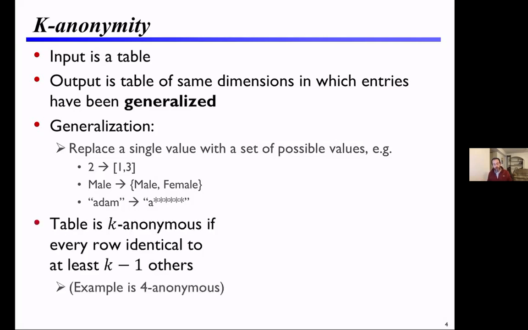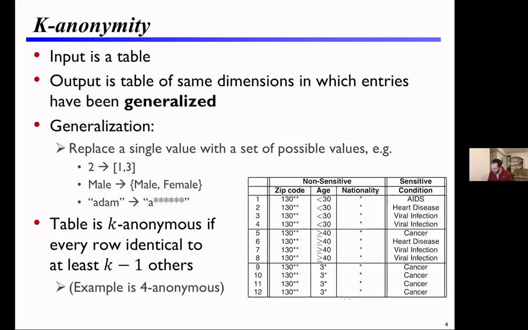Okay, so to make a table k-anonymous, what we're doing is trying to generalize some of the entries so that after this generalization step, every row is identical to at least k-1 other rows. Another way of saying that is that we group the rows into sets of size at least k, and we generalize them so that within these sets, the rows end up looking the same. It's a little more complicated than that.